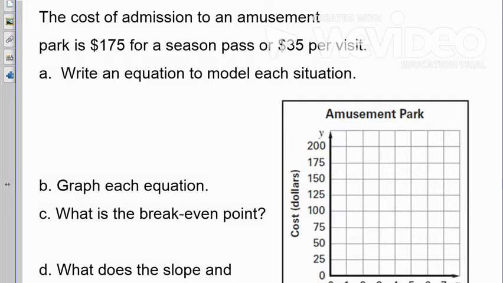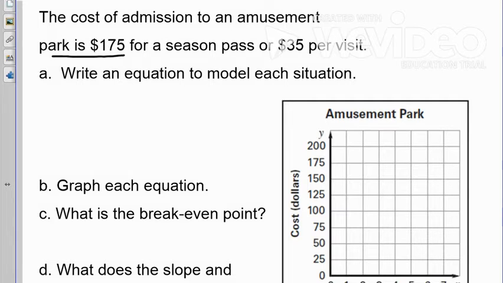Okay, so the cost of admission to an amusement park is $175 for season pass or $35 per visit. Write an equation to model each situation. Okay, so what we could say is if you get a season pass or you just pay per visit. All right, so this means we're going to have 2 equations. All right, now one of them is going to be the same every time you visit, right? Whether you have not visited yet, or you visited 40,000 times.